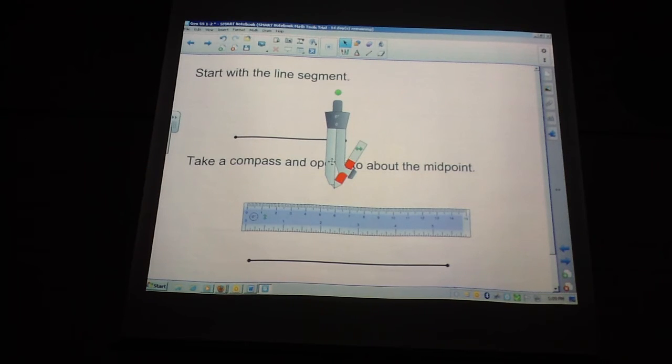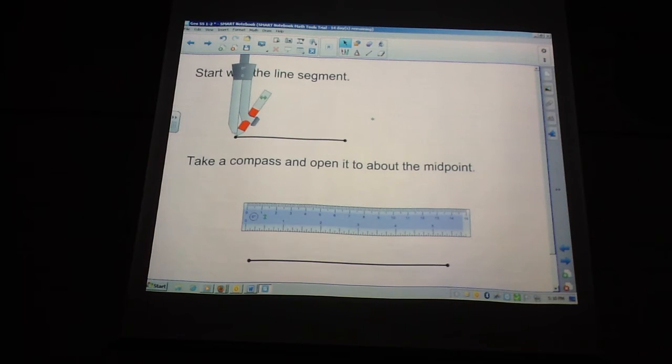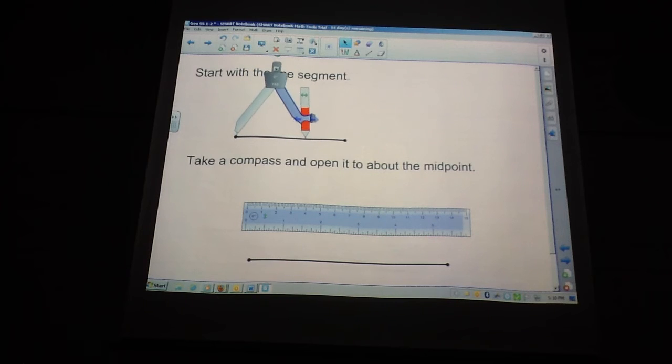Alright, so I've got my compass out now, and I'm going to try to do the segment bisector of this segment. I'm again going to put the endpoint of my compass right at the very end, and I'm going to open my compass about 3/4 of the way across. I definitely want to open it up over halfway, so about 3/4 of the way across, 75% of the way. Now I'm going to mark an arc that goes about half a circle, all the way up and down.